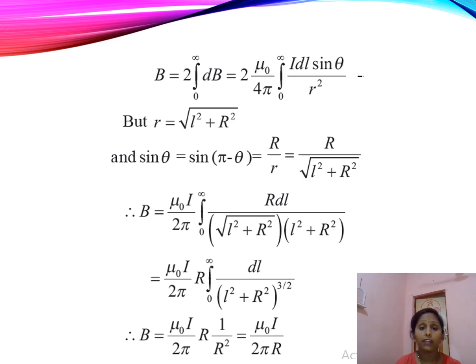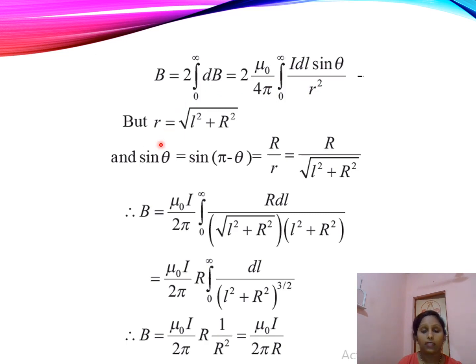The magnetic field at the point P can be calculated for all current length segments in the upper part of the wire. This can be done by integrating from 0 to infinity. In a similar manner, we can calculate the magnetic field intensity at P due to all length segments in the lower part of the wire. Both by symmetry give the same value. So we can add both the equations and it becomes B is equal to 2 integration of 0 to infinity dB. When I substitute the value of dB, it becomes 2 mu naught by 4 pi integration of 0 to infinity I dl sin theta by r square.